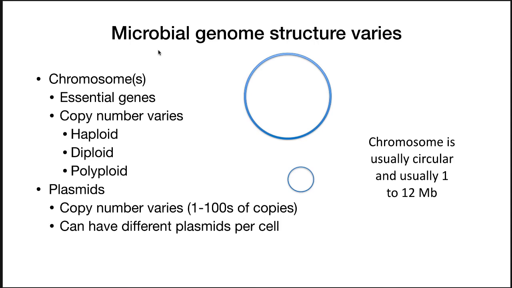Plasmids carry non-essential genes. You can lose the plasmid and the organism can still survive and grow. Copy numbers vary from 1 to hundreds of copies, and you can have different plasmids per cell. So one cell can have more than one plasmid. For bacteria, the chromosome is usually circular and usually about 1 to 12 megabase pairs.